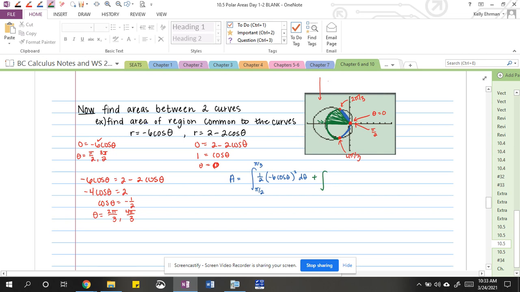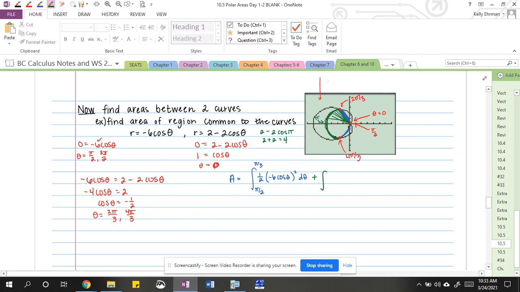Let's see, I'm on the 2 minus 2 cosine theta. It looks like it's pi, right? So what happens? What is pi? Let's see. 2 minus 2 cosine of pi gives me 2 plus 2, 4. And of course, I just colored all over it. So yeah, 1, 2, 3, 4. Okay, so that is at pi.